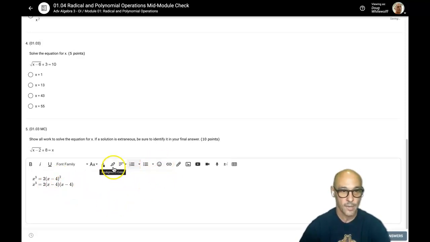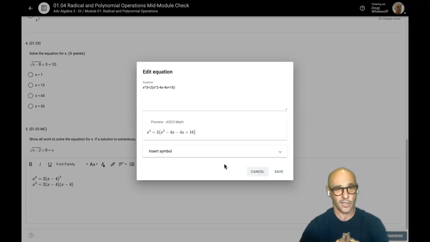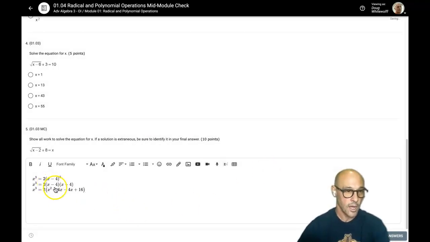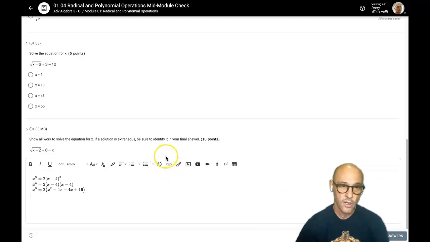So I'll go down to the next step and I will insert another equation. X to the third power is equal to 2 times the quantity x squared minus 4x plus 16. I'm not explaining the math here because that's not what this video is for. So I expanded the multiplication of these two binomials, and now I'm going to distribute that 2. At the same time, I'm going to combine those. So this is the way you do your work, one step after the other.